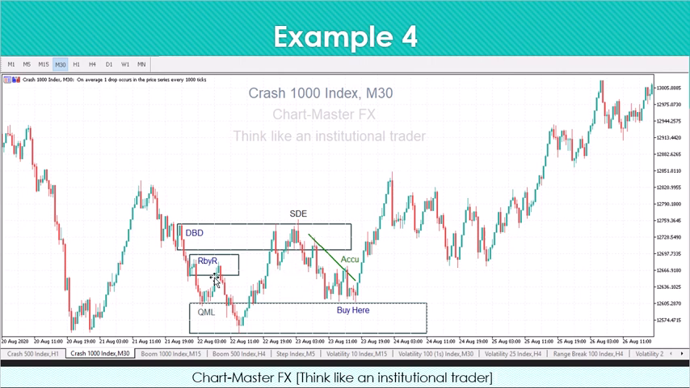So this is an example of the SDE with PA. So you would put your take profit somewhere here, and maybe you can leave some of your trades to run. You may leave some of your trades to run, knowing that your safest take profit has been hit.